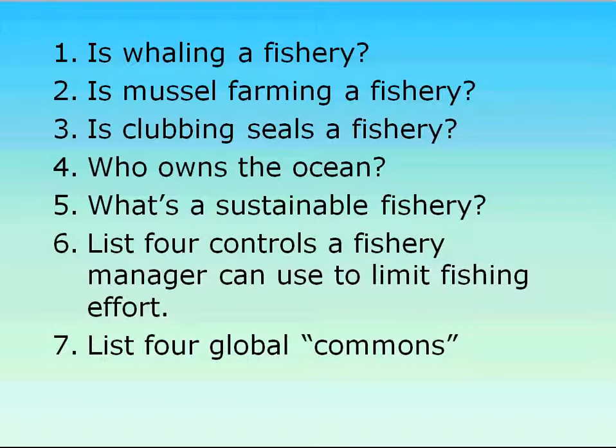What's a sustainable fishery? Okay, one that can be maintained indefinitely with minimal long-term effects on the environment. List 4 controls a fishery manager can use to limit fishing effort. Okay, we've done that up above. And 4 global commons, which you should be able to answer if you've done the research on the Tragedy of the Commons. You'll need to know that for the exam anyway.